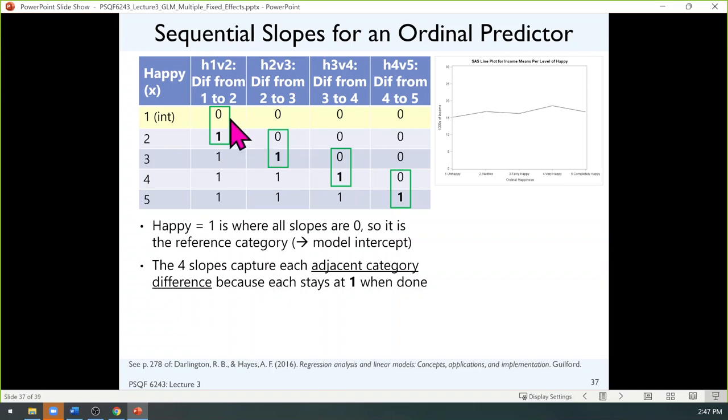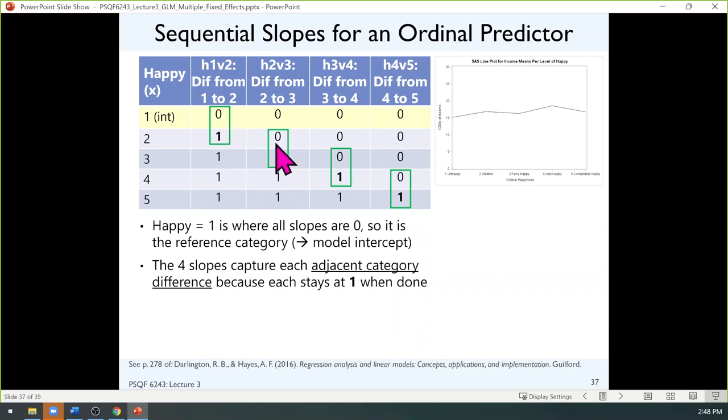So rather than treating one group as the reference and then looking at the difference of how each other group varies from that reference, I'm going to set it up to be like a moving window kind of thing. So I'm setting the reference to be one. So the model intercept is going to tell me what the predicted outcome is for people who say they're one for happy. And the first slope is going to be coded one if they're greater than a value of two. The second slope is going to be coded a one if they're greater than a value of three. And then the third one is greater than four, and then the last one is if it's greater or equal to five, rather.